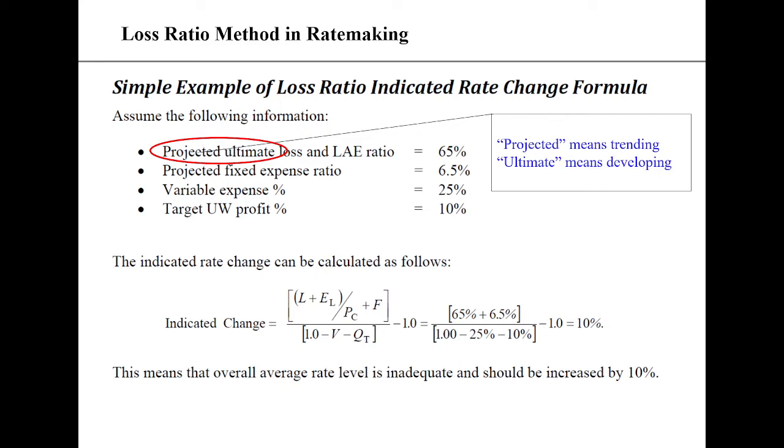So I just want to point out that when it says projected ultimate, projected means trending up to the future average accident date. And I'm gonna show the picture later on in more detail. Ultimate means developing. That's what we have already known. So there are two adjustments there to come up with the loss ratio.